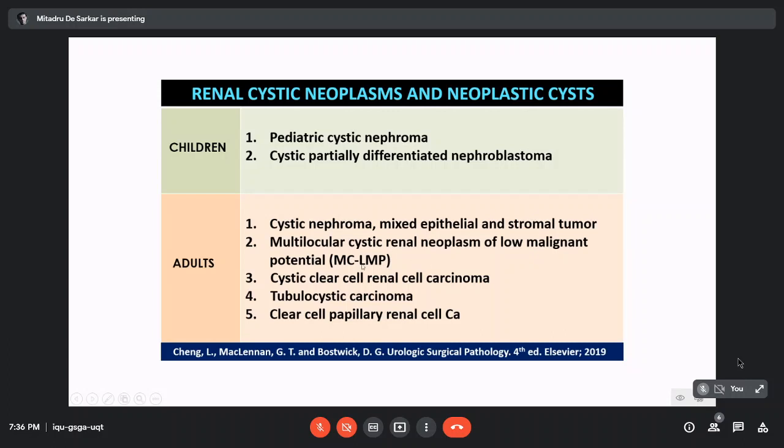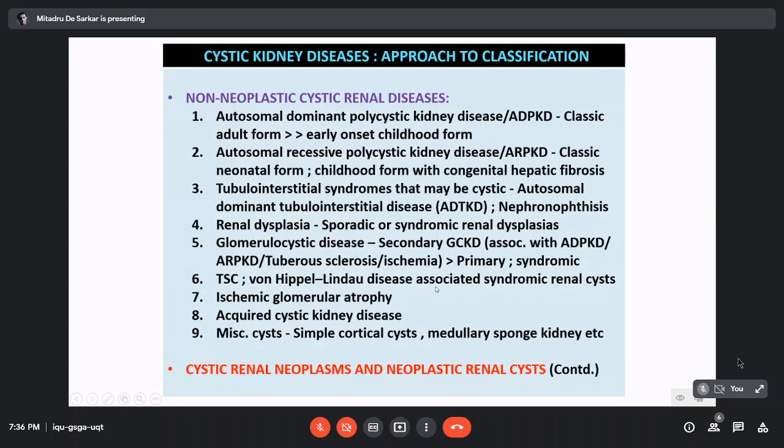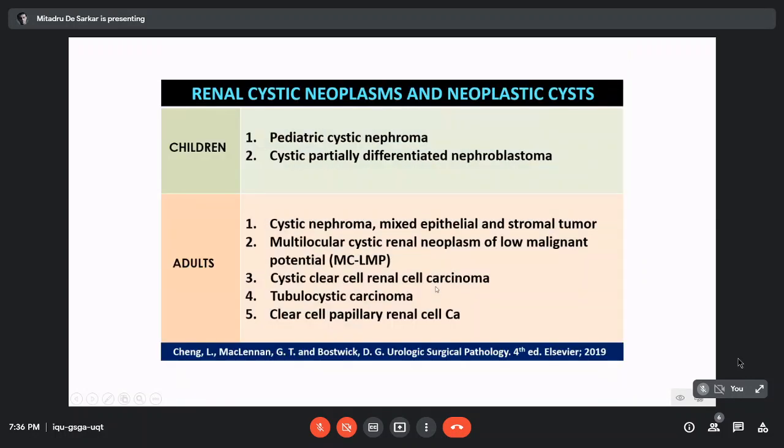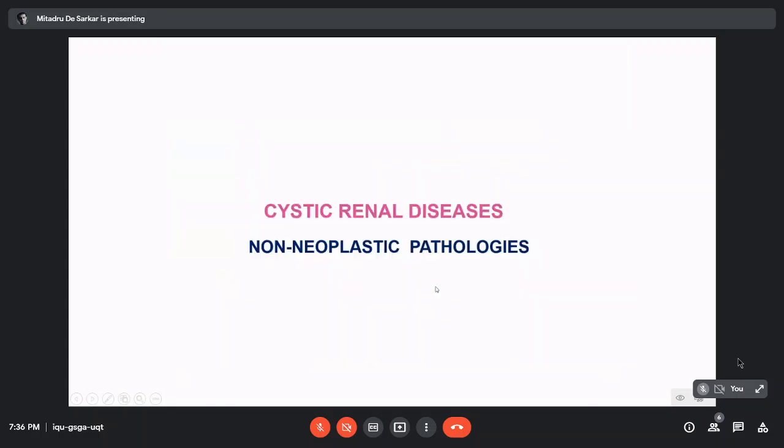You have got this new entity known as the multilocular cystic renal neoplasm of low malignant potential, cystic clear cell renal cell carcinoma, tubulocystic carcinoma, and clear cell papillary renal cell carcinoma. As discussed with sir, we will today talk only about the non-neoplastic renal diseases, and in a future session carry on about the cystic neoplasms of the kidney.